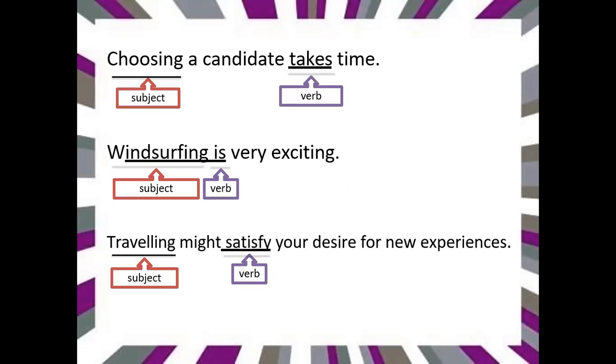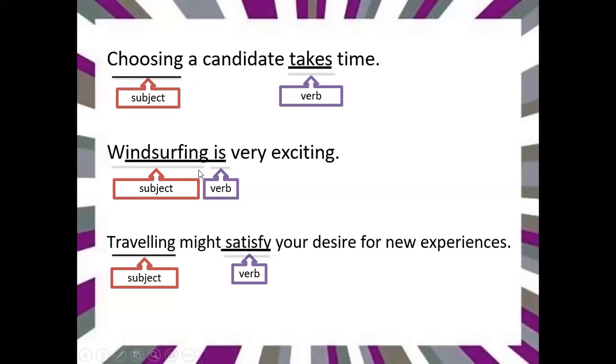Okay, take a look at this example. Choosing a candidate takes time. Entonces mire, choosing sería el subject. A candidate takes time. Entonces, ¿cómo dice ahí? En español y a colores. Escogiendo un candidato. No, escogiendo, porque no es progresivo. Eligiendo. Tampoco eligiendo, no debe terminar en ando o endo. Elegir a un candidato. Elegir a un candidato toma tiempo.